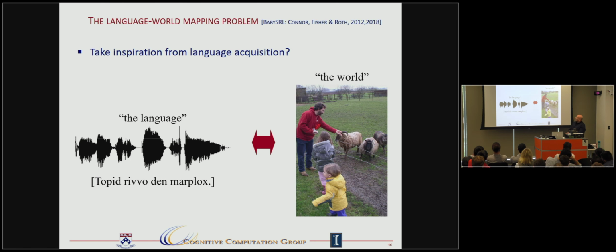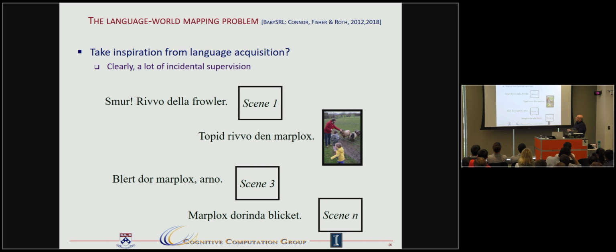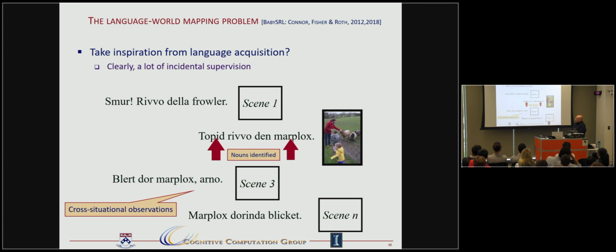This is a line of work that we developed together with Cindy Fisher, a psycholinguist at Illinois, for quite a few years now. If you think about it, these kids have a really tough problem. They get this nonsense signal, like "Topid, Rivod, and Mark blocks," and they see images, and eventually we expect them to learn language. What we already know is that they see it many times, they hear it many times, and it's well established that using cross-situational observations, kids can quite quickly identify nouns. I think about this as the representation plus expectation that I talked about before.